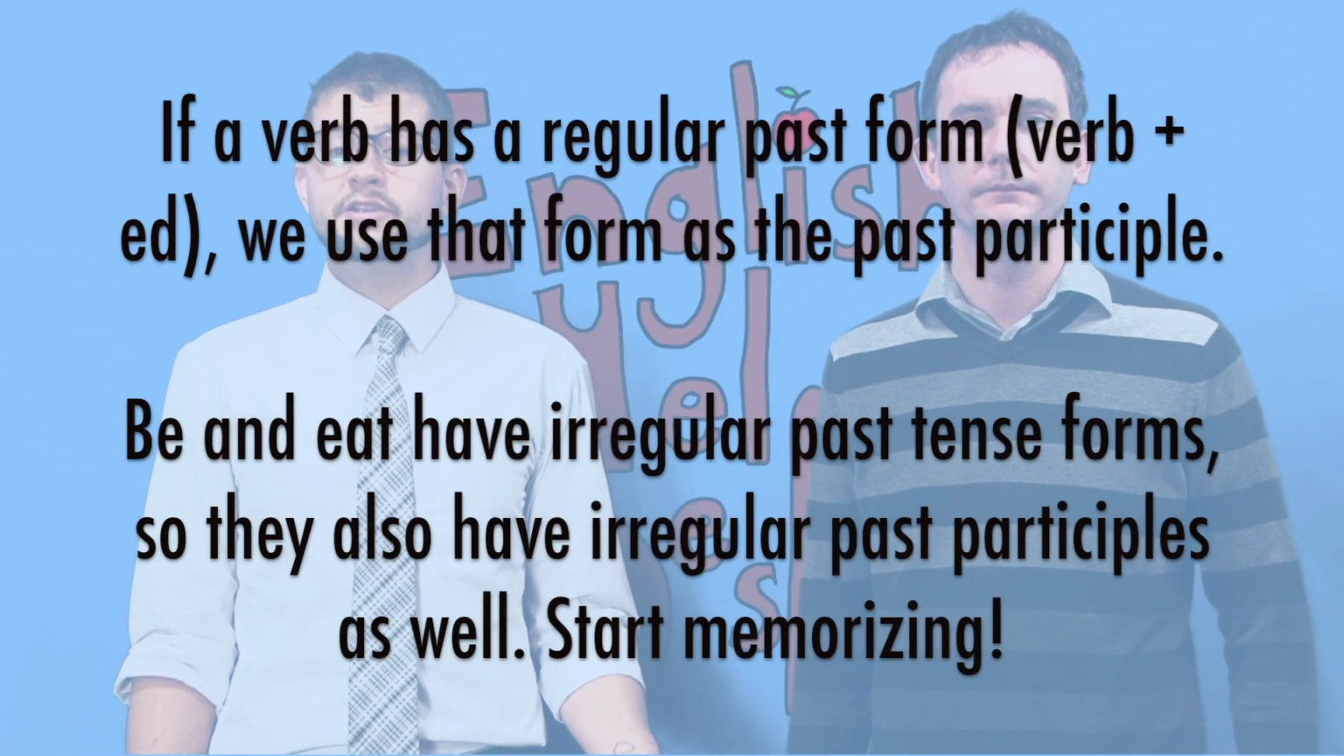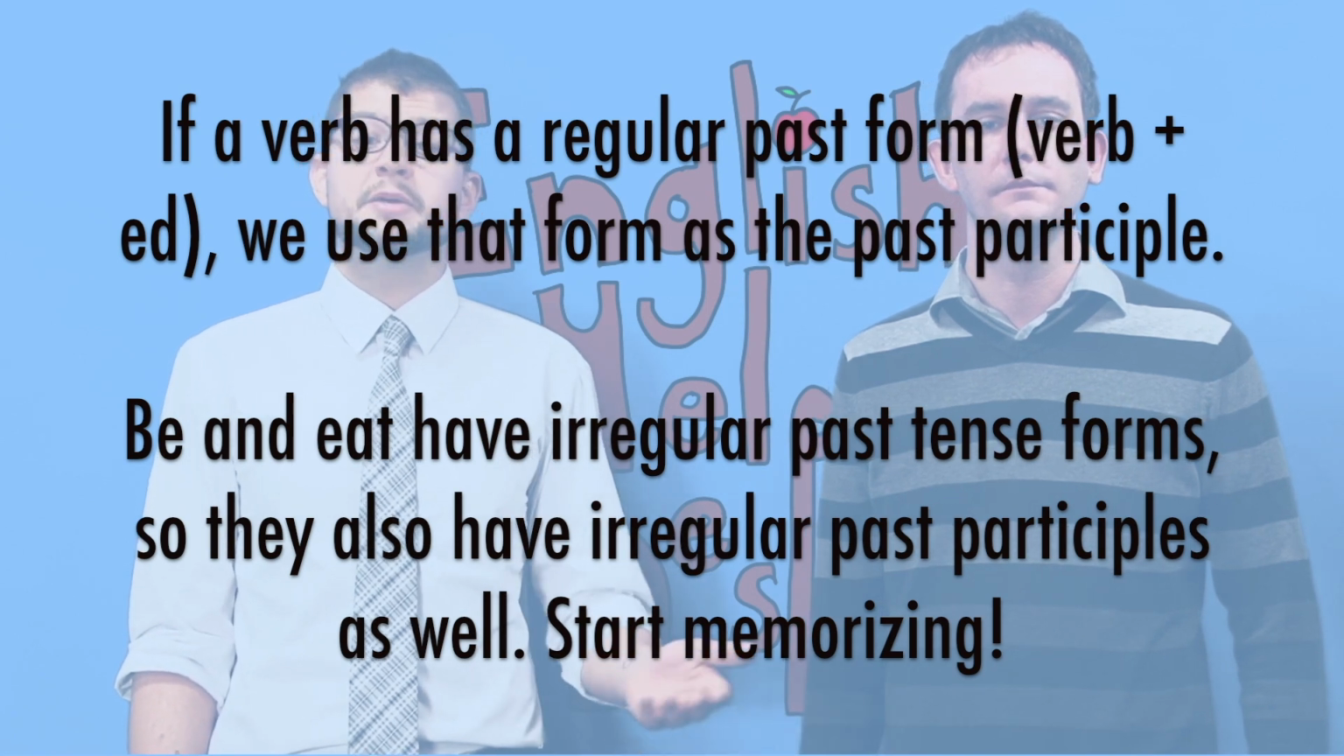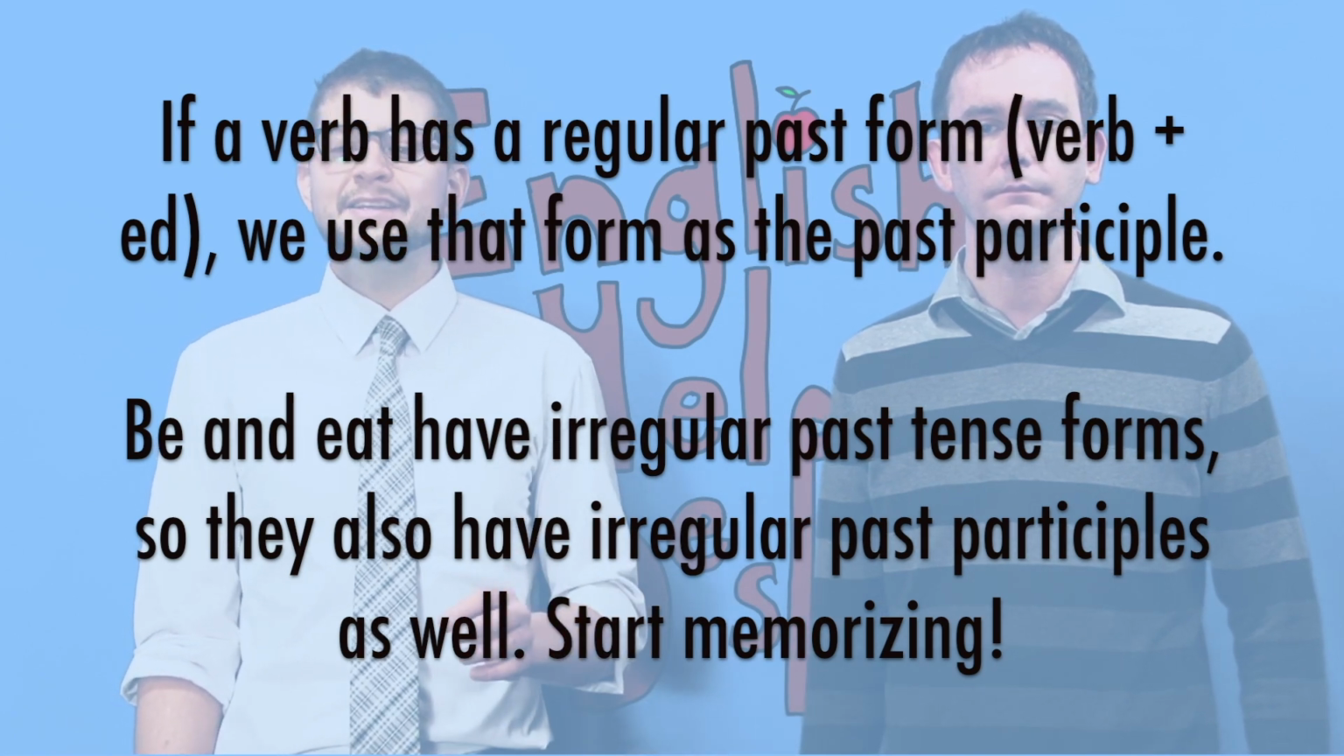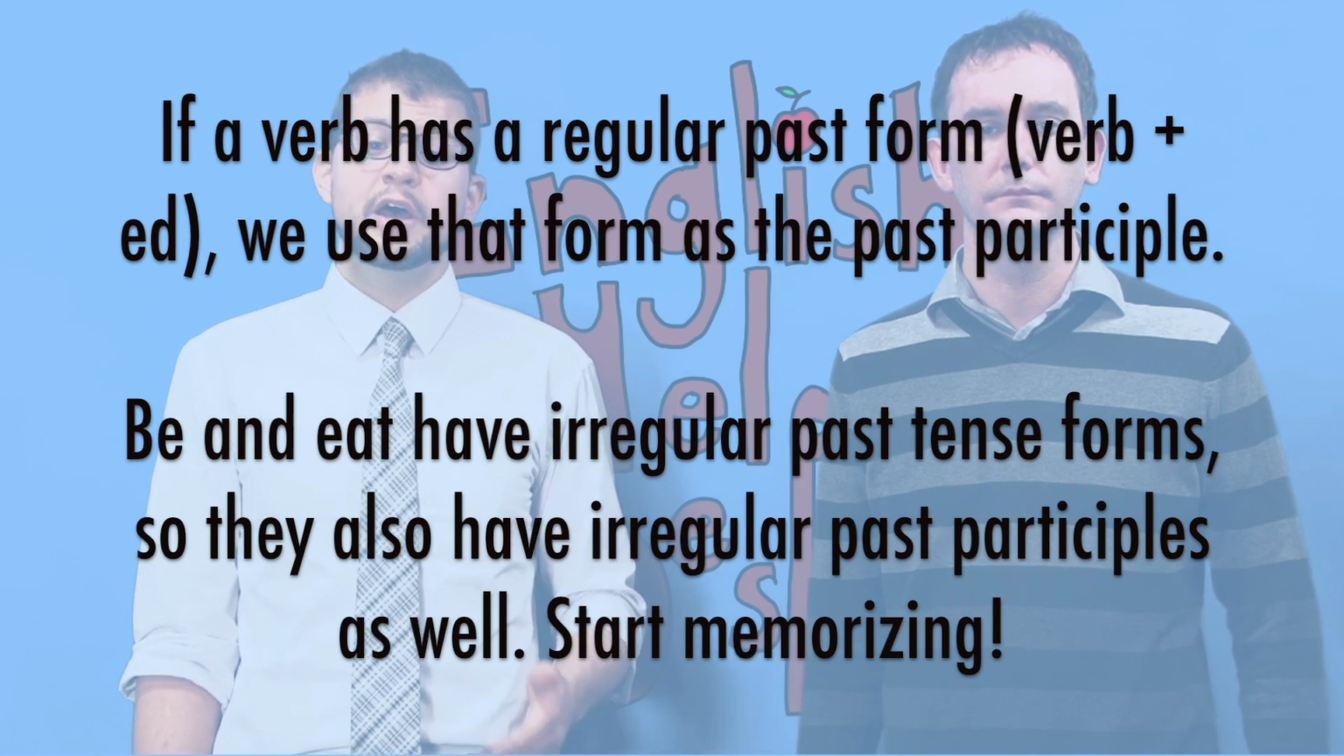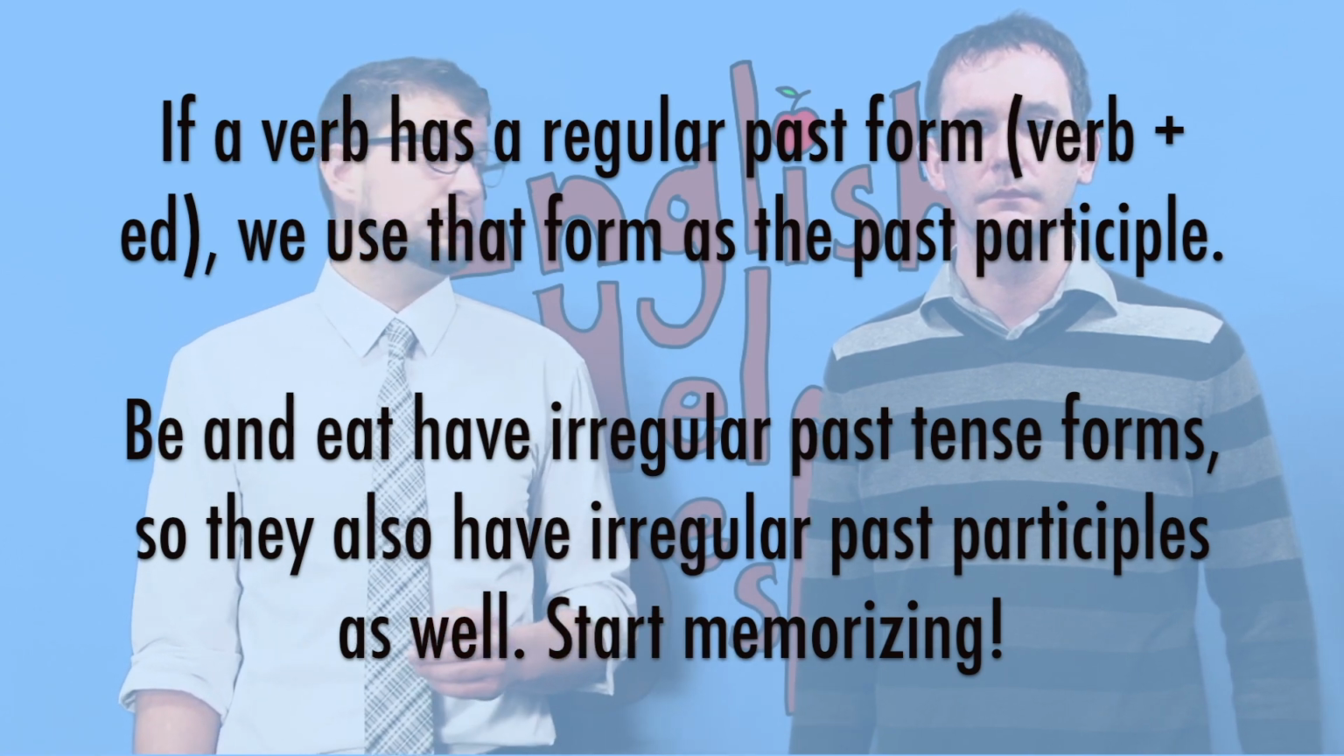But why is smell smelled? Why not smellen or smelln? Well, if it has a regular past tense form, we also use that as the past participle. Be and eat have irregular past tense forms, so they also have irregular past participle verbs.